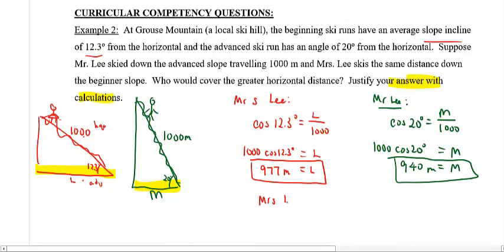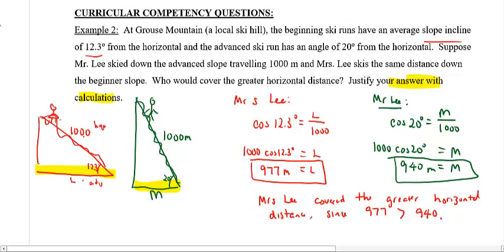Mrs. Lee covered the greater horizontal distance. Why? Well, since 977 is greater than 940. Okay, I guess I should write down meters. Done. Yay. If you could do all the calculations yourself, I'm proud of you.